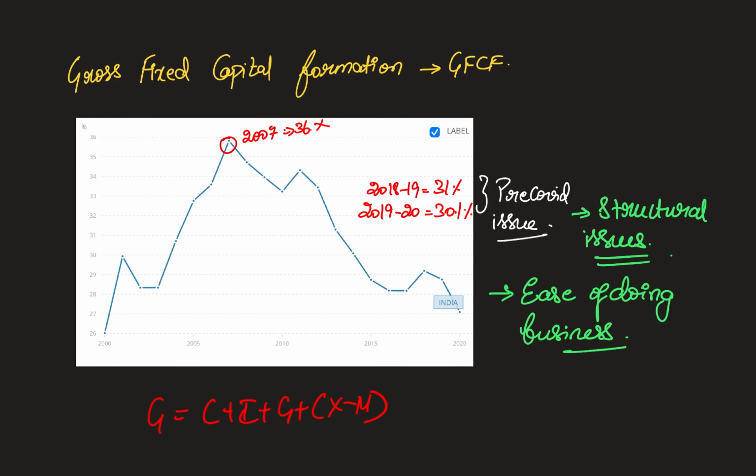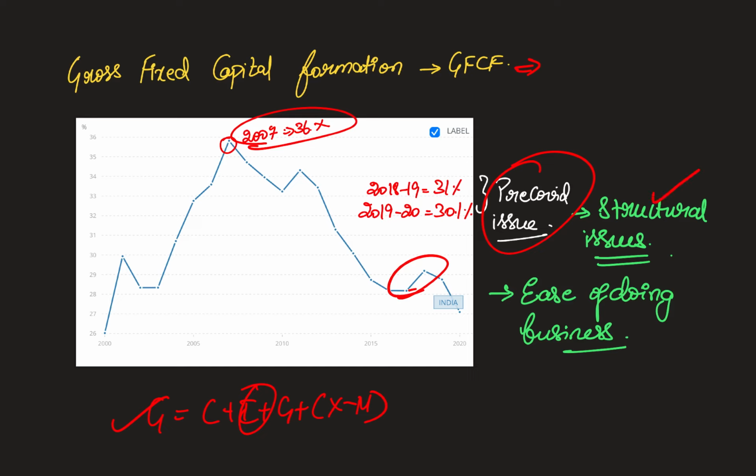When we talk about the GDP growth, gross fixed capital formation, or I, the component I, is very important for industrial growth as well. If we take a look at the historical trends, 2007 is the year where we peaked with respect to our investments, and after that it has been downhill, except for a brief period between 2015 and 2018. After that, again, the investment has been falling, and this is not an issue because of COVID. This is a pre-COVID issue.